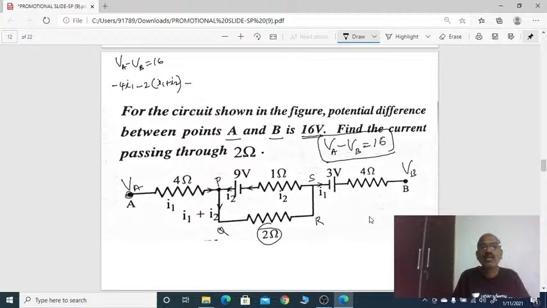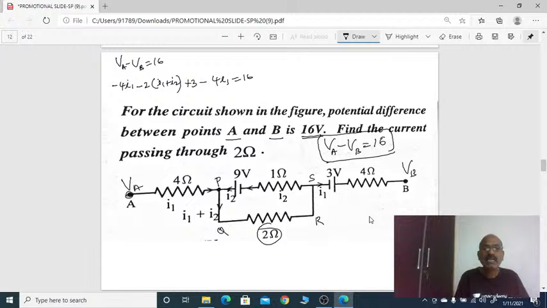Increase in potential plus 3, same direction, minus 4I1, right? It is equal to 16. So VA minus VB I got. This you simplify, you will get one equation.